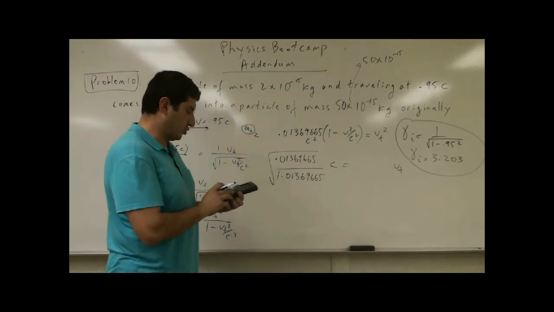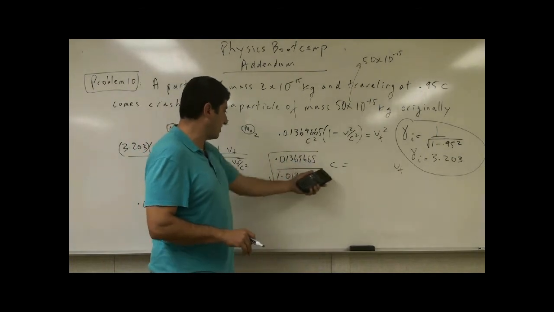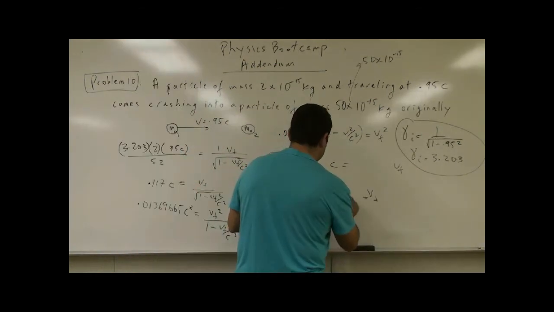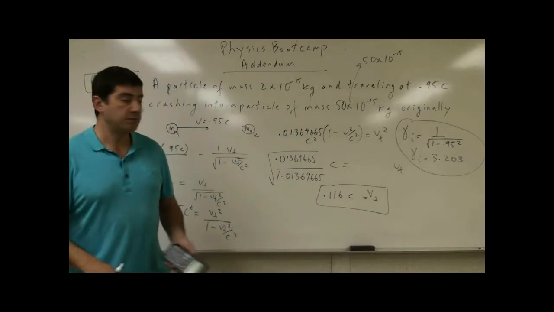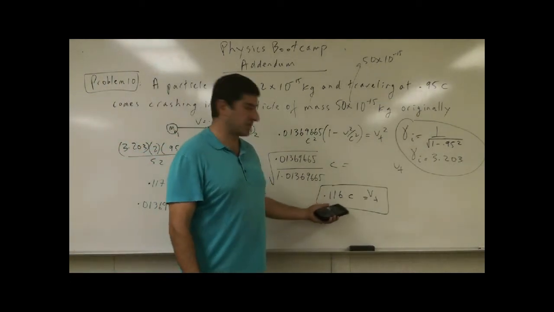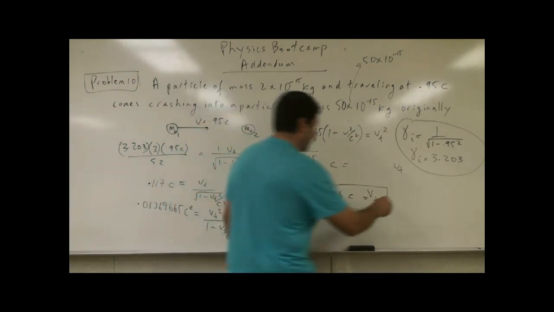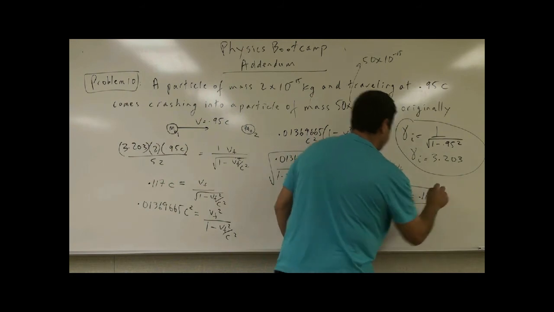So now what's left to do is take this number, 0.01369665, divided by 1 plus that number, 0.116, the speed of light. Okay, so what is my beta? My beta is just 0.116, because it's the ratio of my velocity to the speed of light. So my beta final is 0.116.